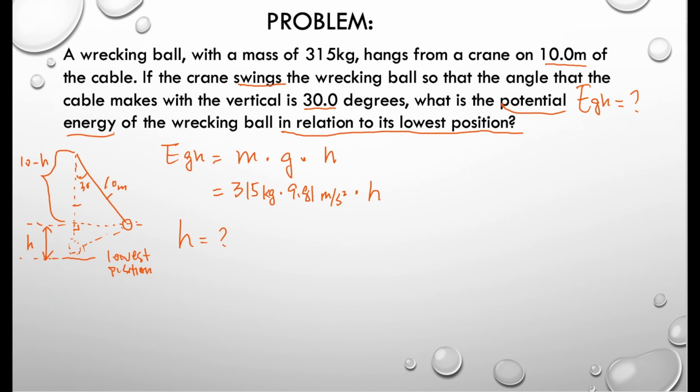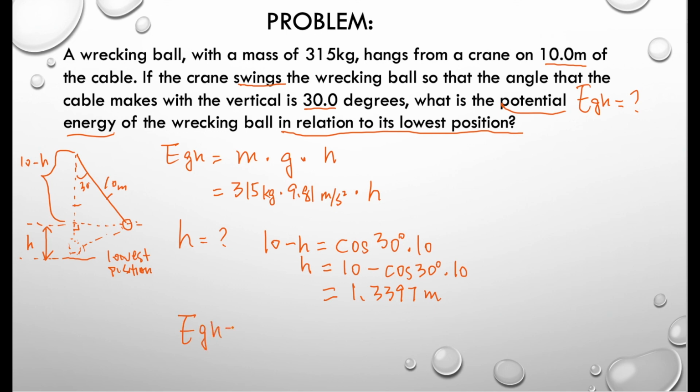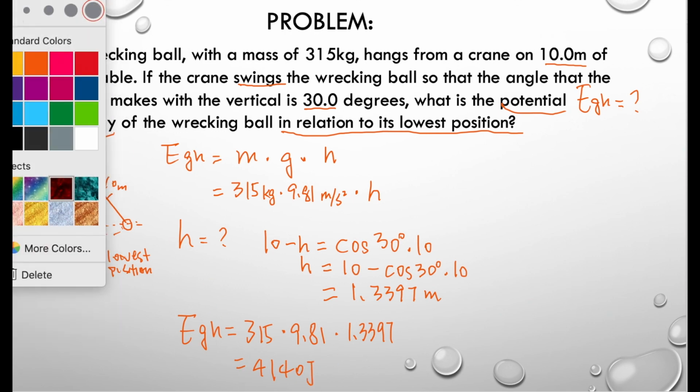10 minus H is equal to cos 30 times 10. H is, in this case, equal to 10 minus 10 times cos 30. So it is equal to 1.3397 meters. So EGH is equal to 315 times 9.81 times 1.3397, and it's equal to 4140 joules. Here's the answer we want to solve.